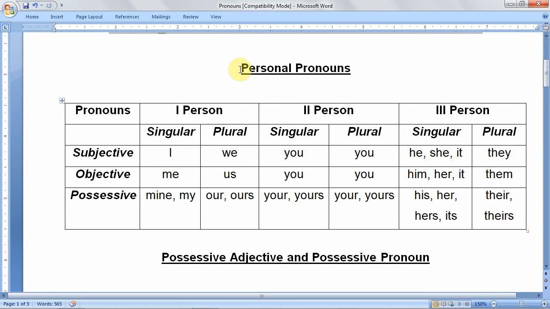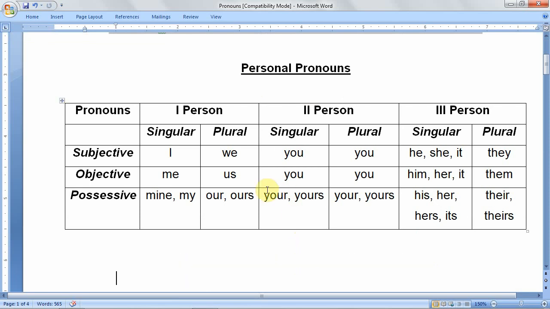Now, personal pronouns. Here we will definitely deal with personal pronouns. So what are these personal pronouns? We have 7 personal pronouns: I, we, you, he, she, it, they. You is repeated here, so don't worry. Just concentrate on the cursor and my voice. Don't read out. There are 7 personal pronouns, just as I told.